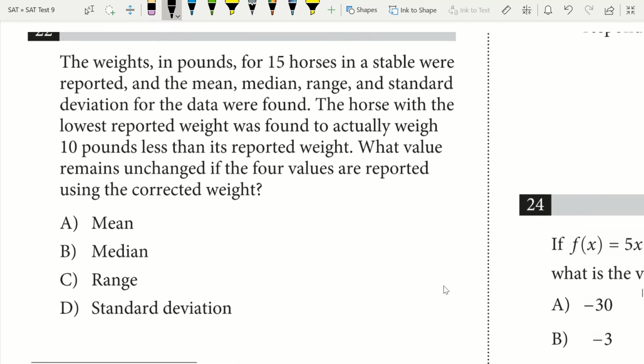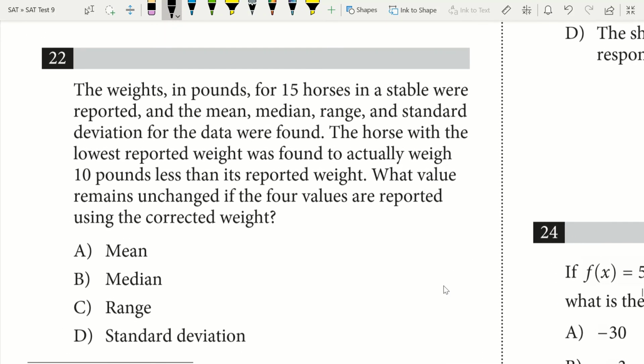Okay, the weights in pounds for 15 horses in a stable were reported, and the mean, median, range, and standard deviation for the data were found. The horse with the lowest reported weight was found to actually weigh 10 pounds less than its reported weight. What value remains unchanged if the value is reported using the correct weight?